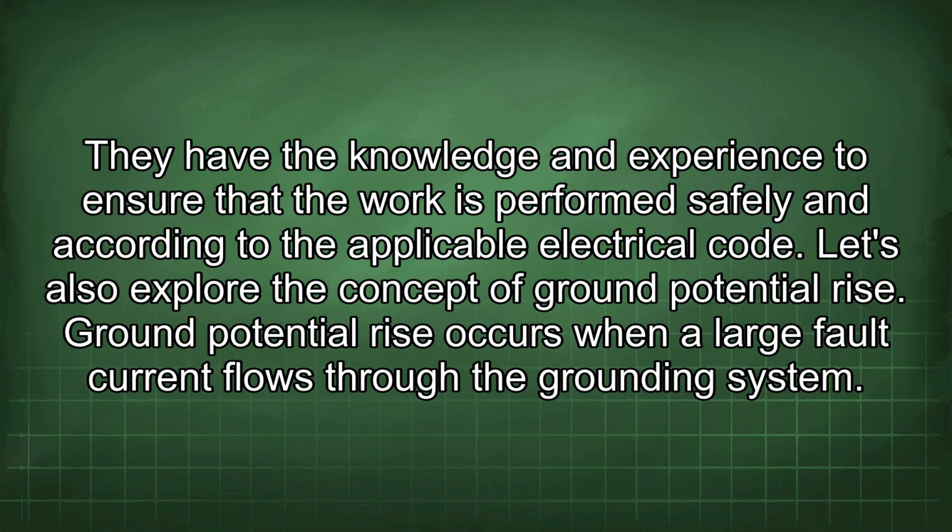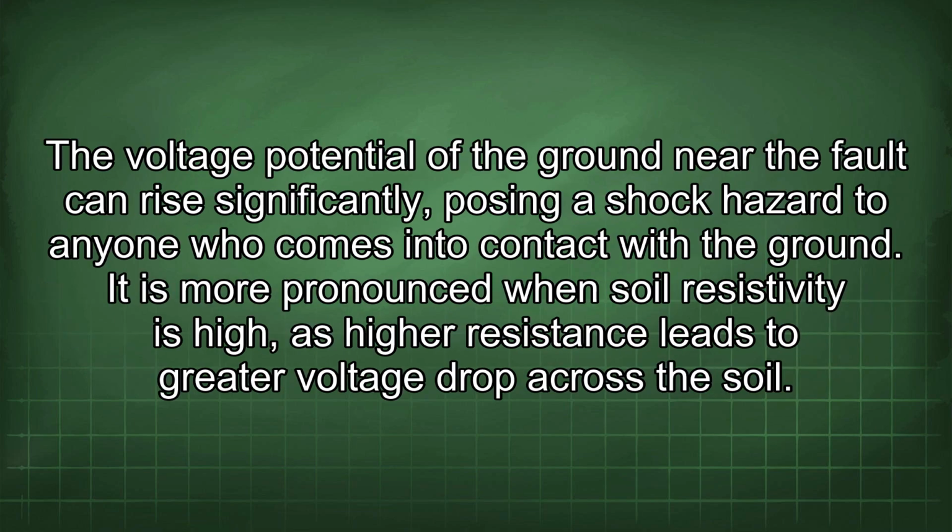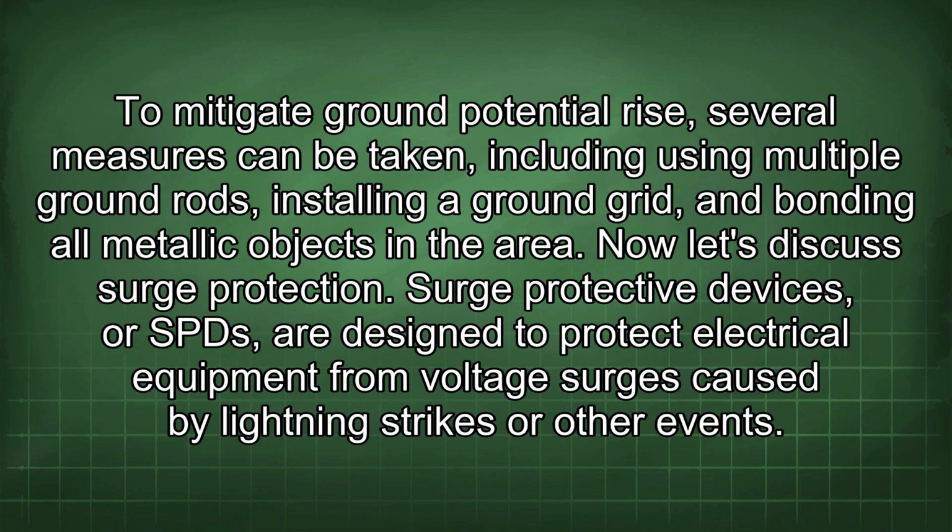Let's also explore the concept of ground potential rise. Ground potential rise occurs when a large fault current flows through the grounding system. The voltage potential of the ground near the fault can rise significantly, posing a shock hazard to anyone who comes into contact with the ground. It is more pronounced when soil resistivity is high, as higher resistance leads to greater voltage drop across the soil. To mitigate ground potential rise, several measures can be taken, including using multiple ground rods, installing a ground grid, and bonding all metallic objects in the area.